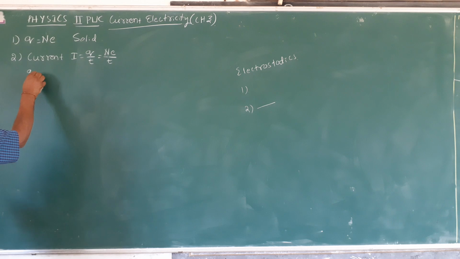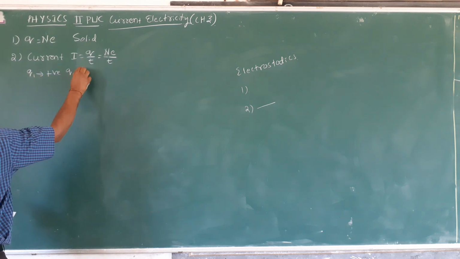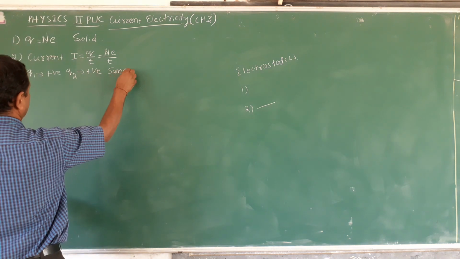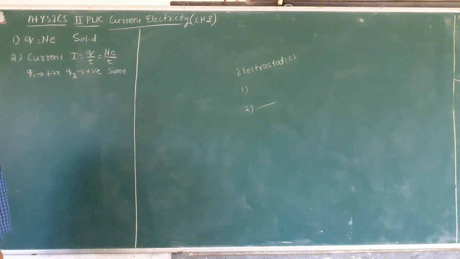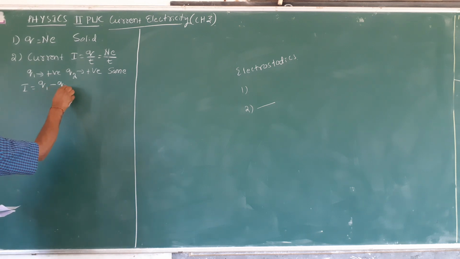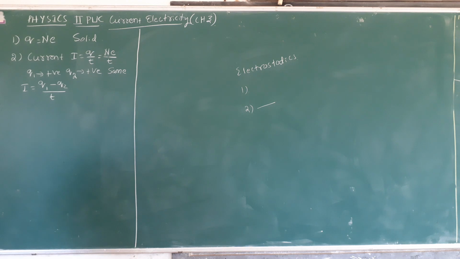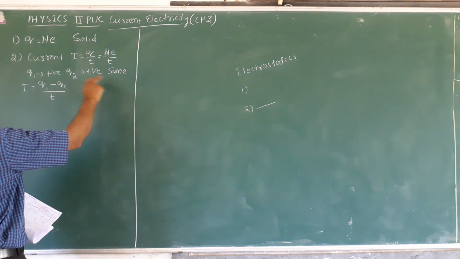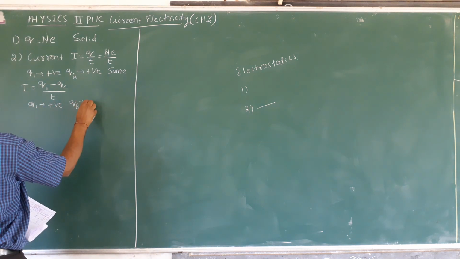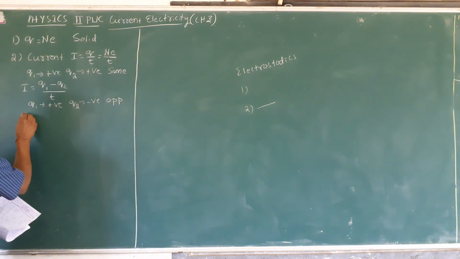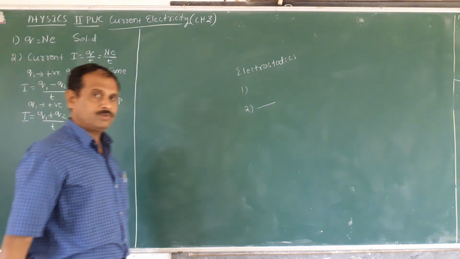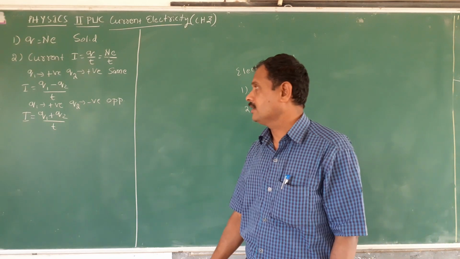Suppose Q1 is positive and Q2 is also positive. Q1 and Q2 both are positive, and they are in the same direction. At that time, the formula is Q1 minus Q2 divided by t. Now, when they are in the same direction, Q1 is positive and Q2 is negative in the opposite direction. At that time, I is equal to Q1 plus Q2 divided by t. They are opposite.